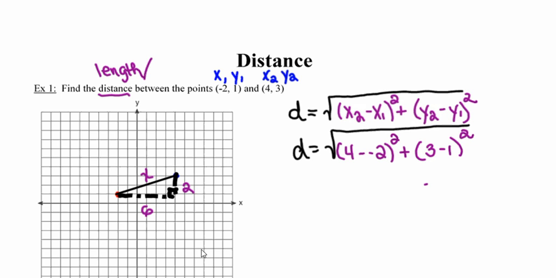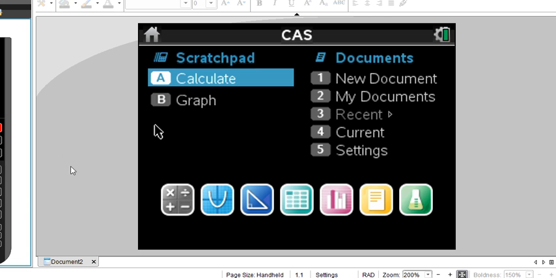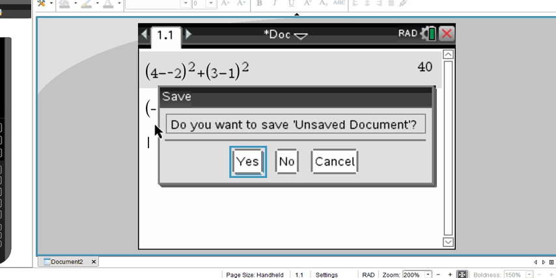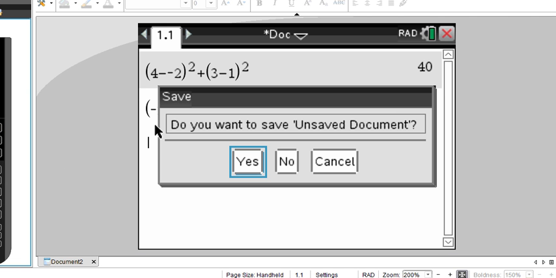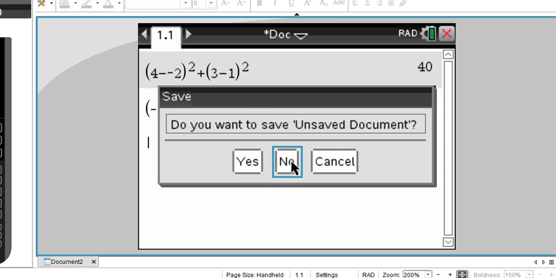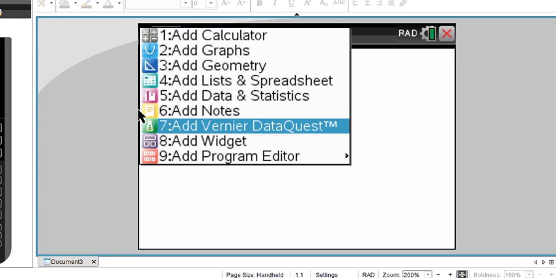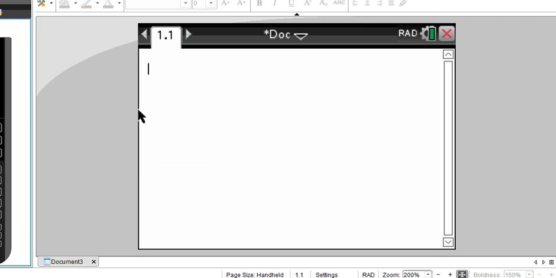All right, so I'm going to go ahead and open up my graphing calculator. I want to go to a new document. I don't want to save what's in there. And I want to add a calculator. So I'm going to start with the open parentheses, and I'm going to type in 4, subtract -2, close up the parentheses, square it. To that, I want to add, in parentheses, 3 subtract 1, and then square that.